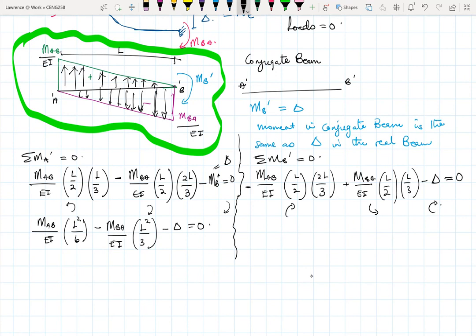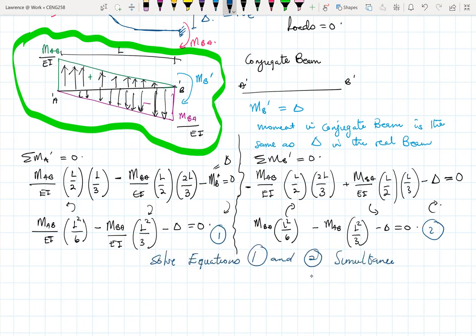Okay. So once we do this, we'll end up with MBA L squared over 6 plus MAB L squared over 3 minus delta equals 0. So we have equation 1. Now we have equation 2.